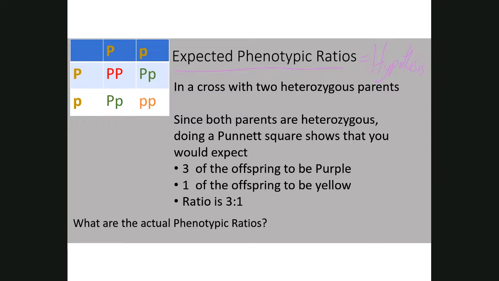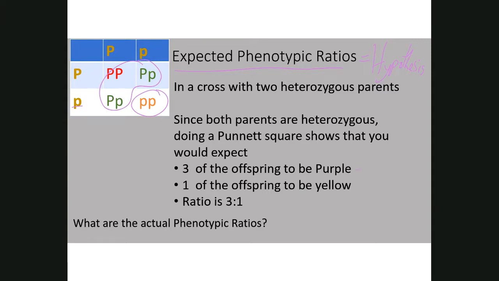Okay, in a cross with 2 heterozygous parents here, this, by the way, is lowercase p, right? You hypothesize that in the next generation, 3 out of 4 phenotypes will be the same, and 1 out of 4 phenotype will be different. 3 out of the 4 will have the dominant phenotype, and 1 out of 4 will have the recessive.